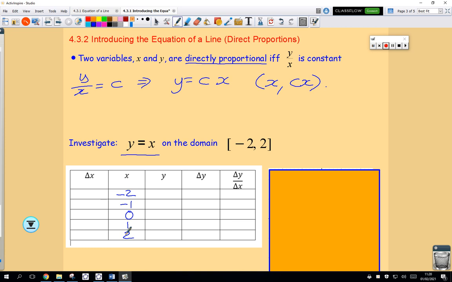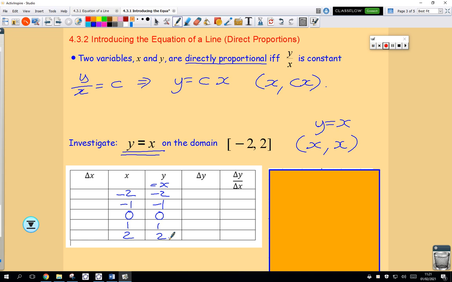The equation of the line is y equals x. That means every point on this line has an x-coordinate, and the y-coordinate is the same as the x-coordinate. So x comma y would be the same as x comma x in this case, because y is equal to x. Remember what the equation is saying: the y-coordinate is equal to the x-coordinate. So the y-coordinate has to be -2 there, -1 here, 0 here, 1 here, and 2 here. They have to be the same.